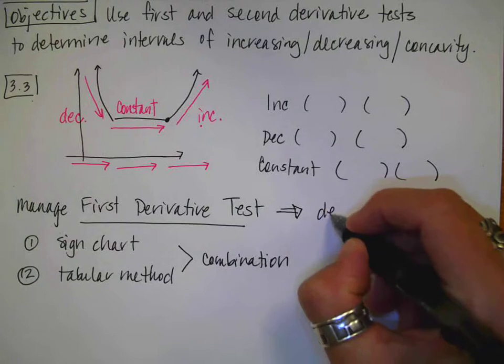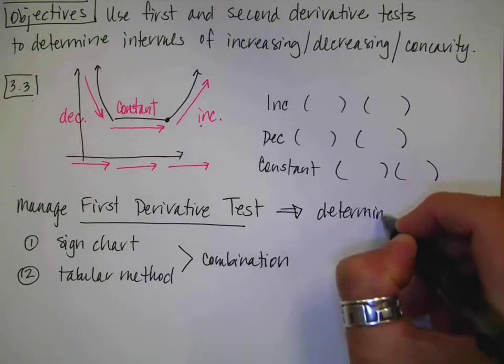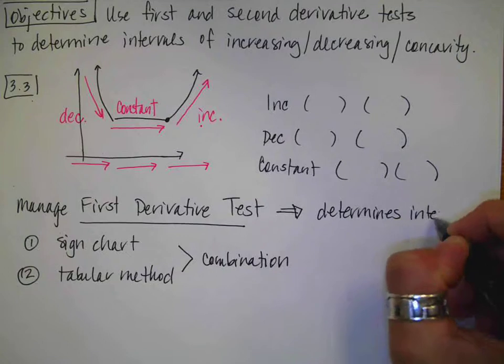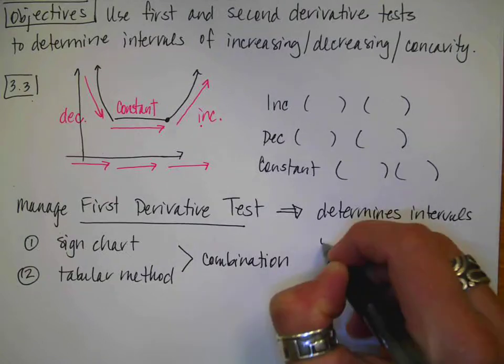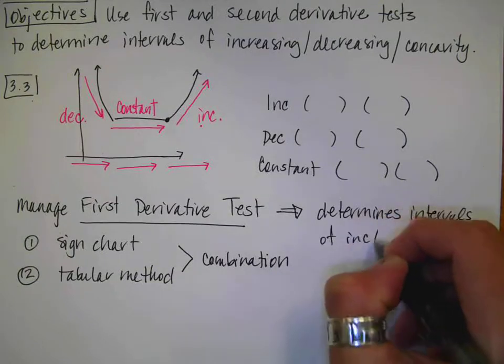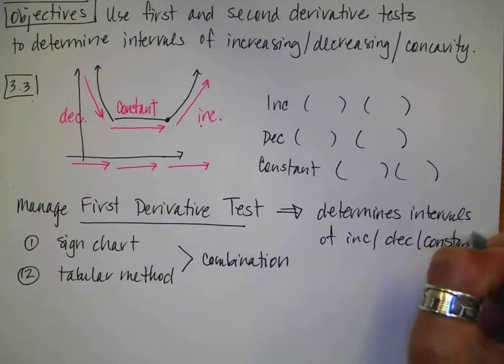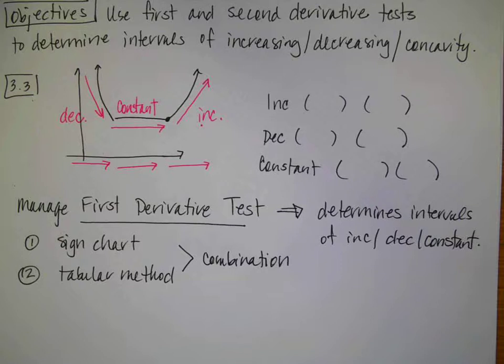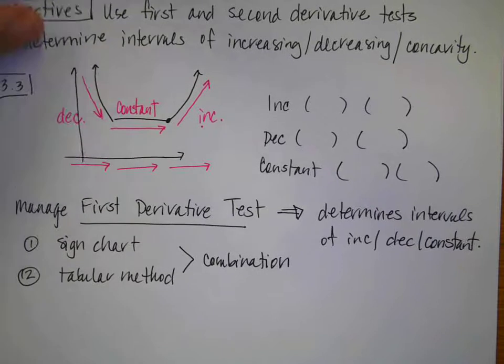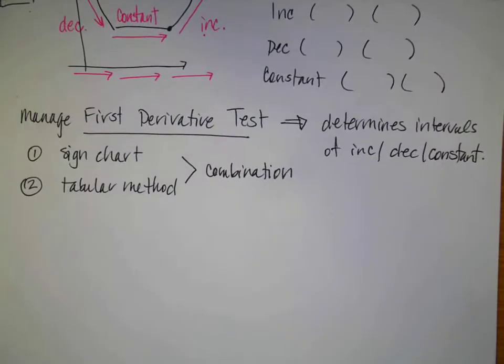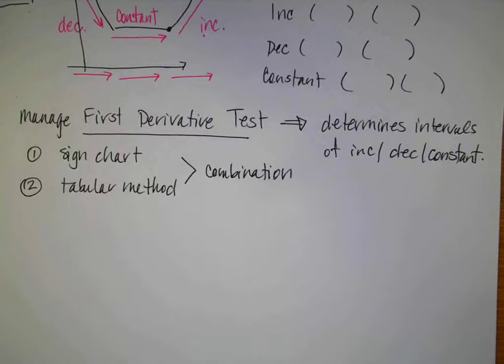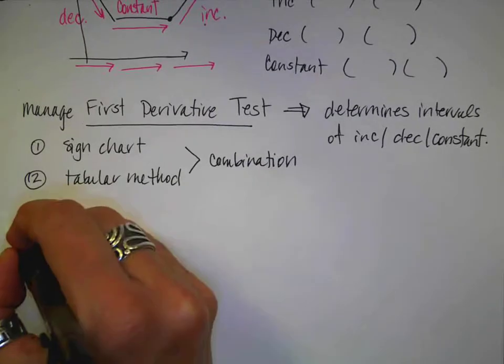All right. And the first derivative test, since we probably should go back and restate what that is helping me to determine, so it determines intervals of increasing, decreasing, or constant. So let's walk back through that basic process for using the first derivative test to determine the intervals where a function is increasing, decreasing, or constant.